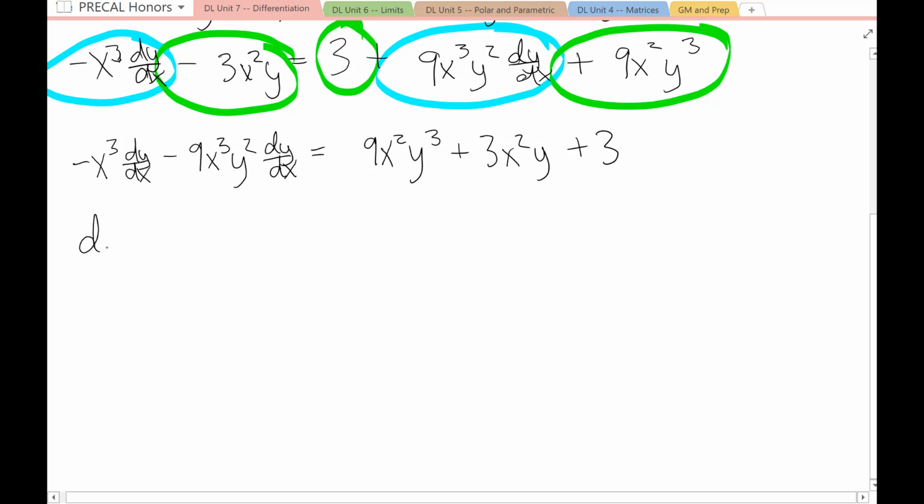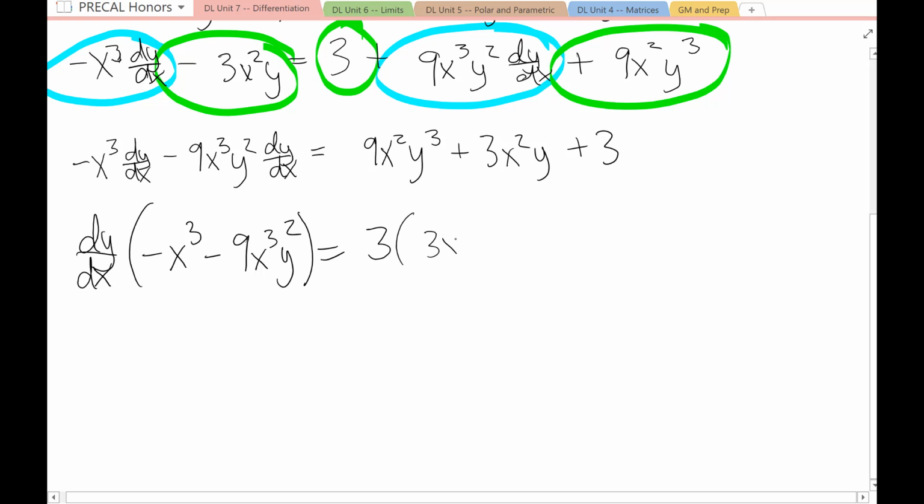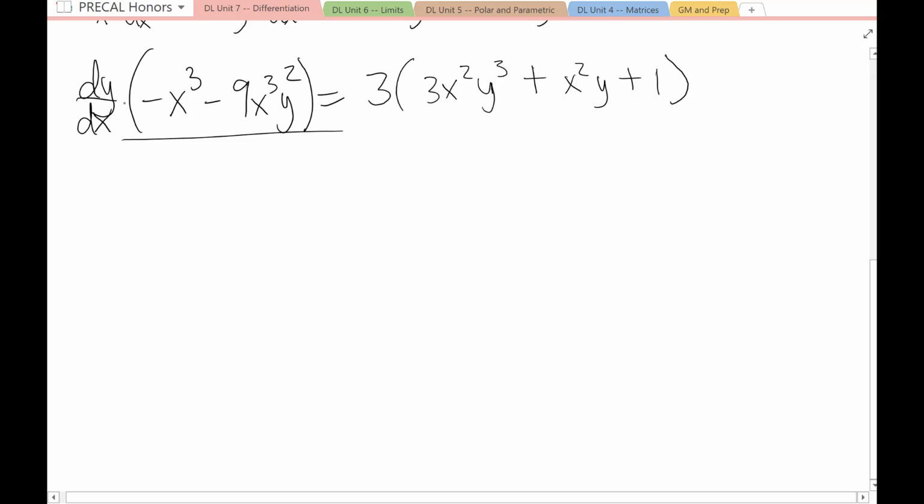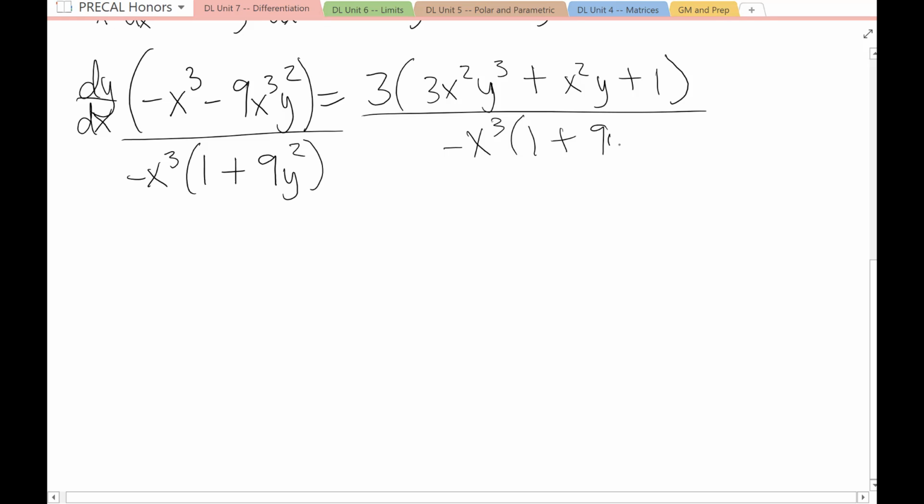Next, we will factor out dy/dx on the left side so that we can get it by itself: negative x cubed minus 9x cubed y squared. And I'm going to factor out a 3 on this side. Divide both sides by this quantity. I'm going to factor out a negative x cubed times 1 plus 9, the x cubed is already factored out, y squared. So this will be divided by negative x cubed times 1 plus 9y squared.